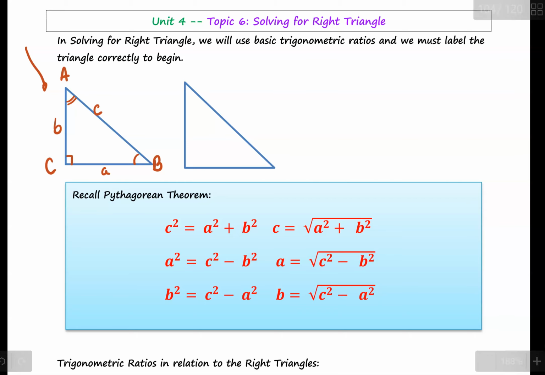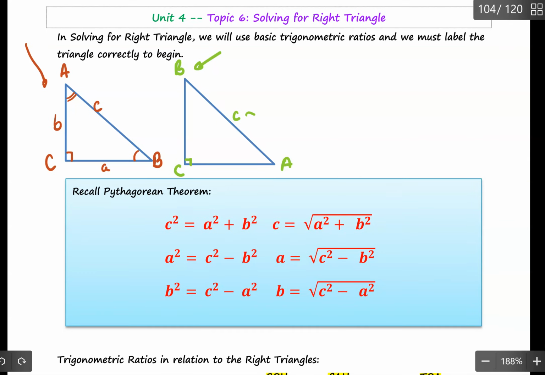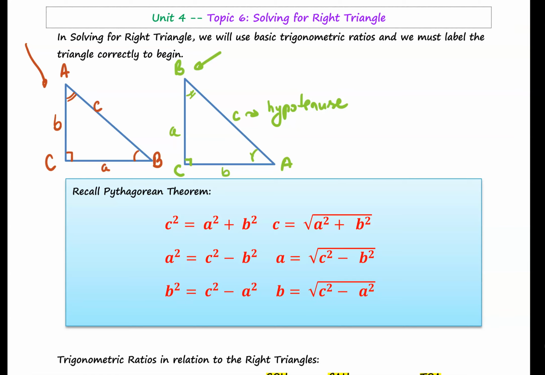So for this triangle here, I will label it as B, A, C. Again, C is the hypotenuse. Opposite to A is the small letter a, and opposite to B is the small letter b. Alright? Okay, so make sure that you keep that in mind.